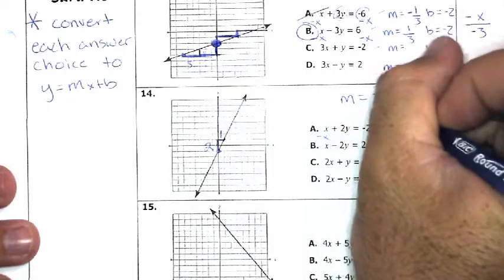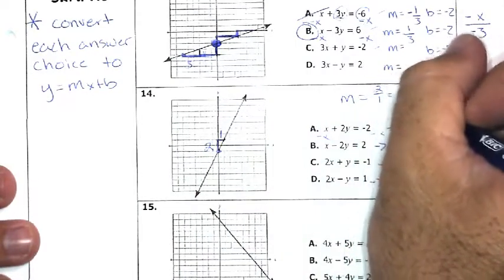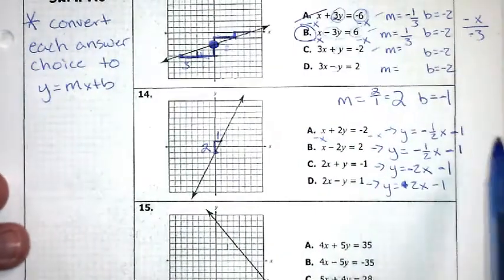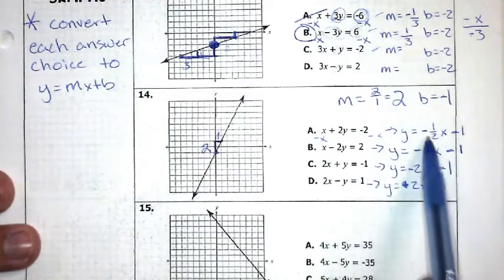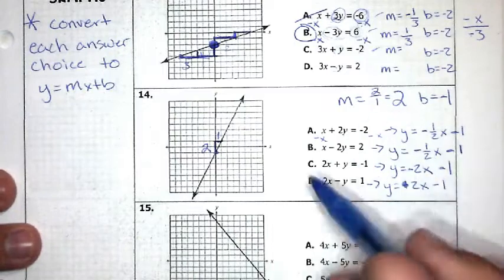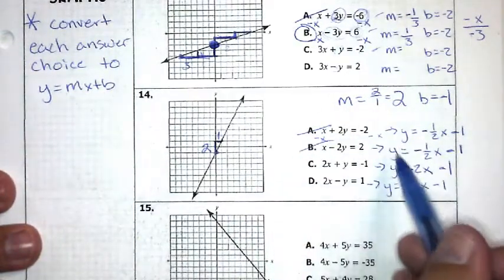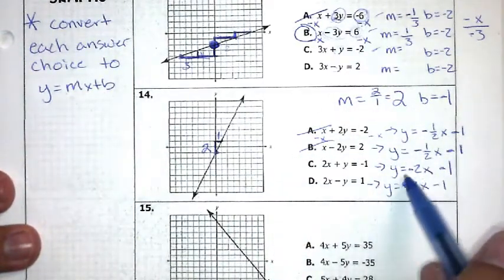This is negative 1/2. That's negative 1/2. So A and B are gone just because they're negatives, and they're halves. C and D is what I have left. I have negative 2 and positive 2. What is my slope supposed to be? Positive 2. So C is out, and I'm left with answer choice D.